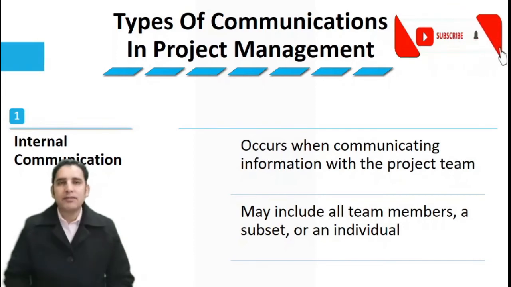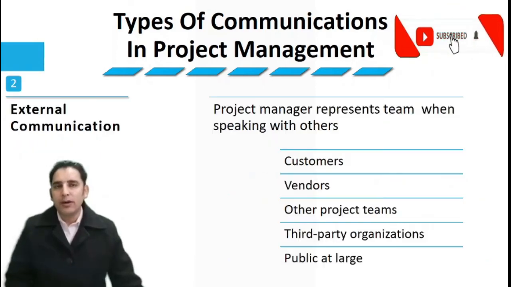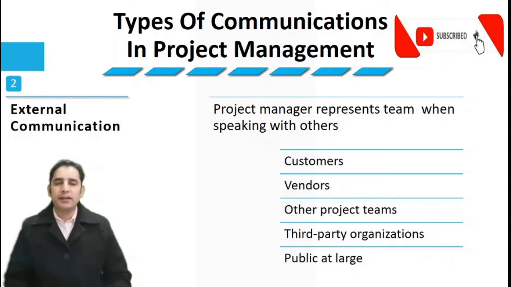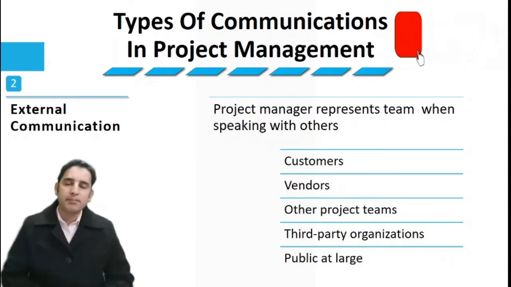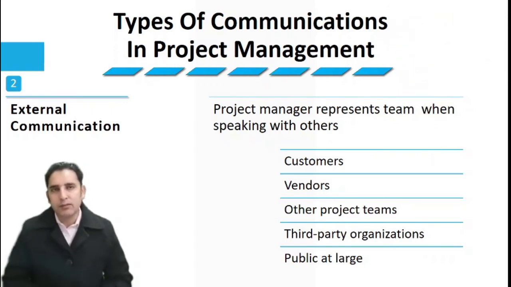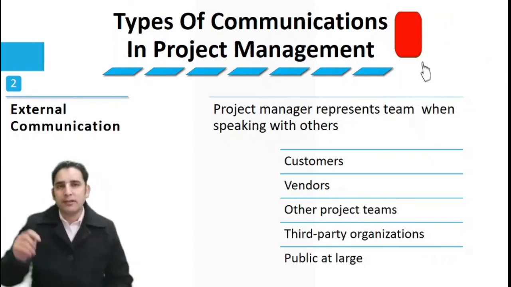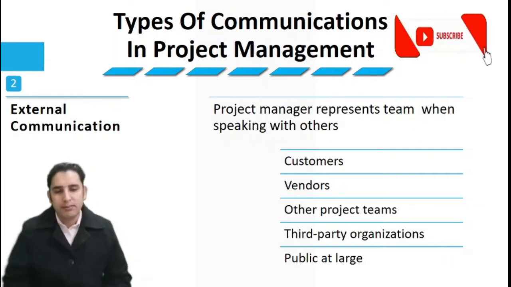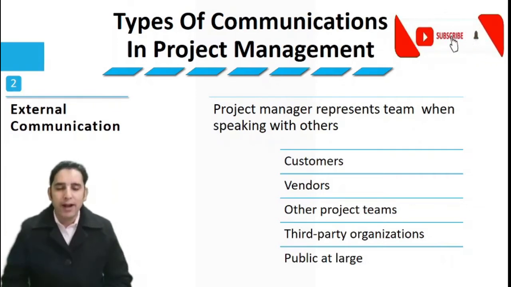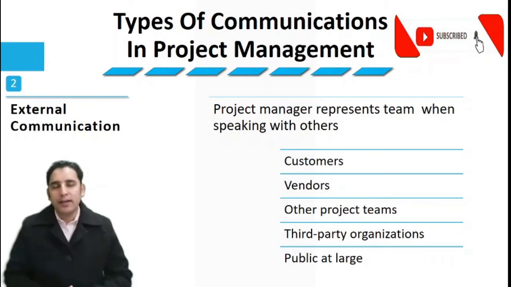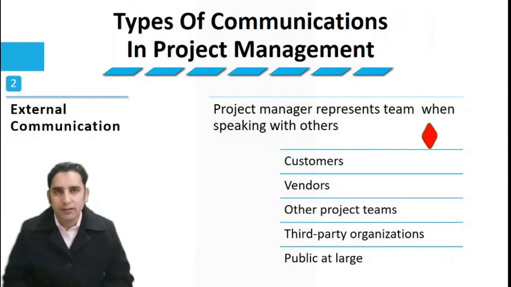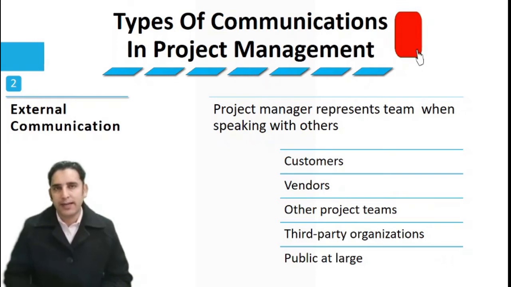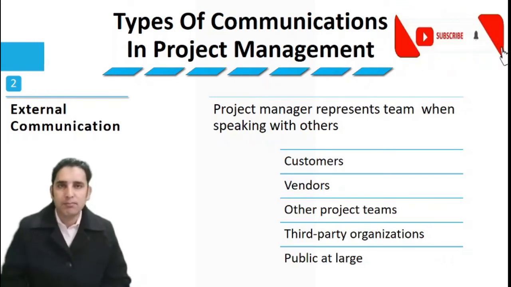The next type of communication in that series is known as external communication. Unlike internal communication, this is the time when the project manager is interacting with external stakeholders, customers, vendors, and other team members. It might be third party vendors as well, or if the project is a government scale project, the project manager is probably interacting with the public at large. So this could be one manifestation of a governmental project.